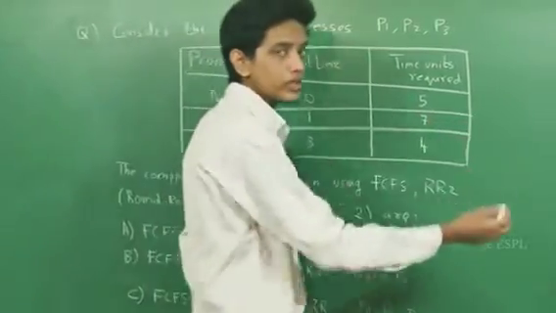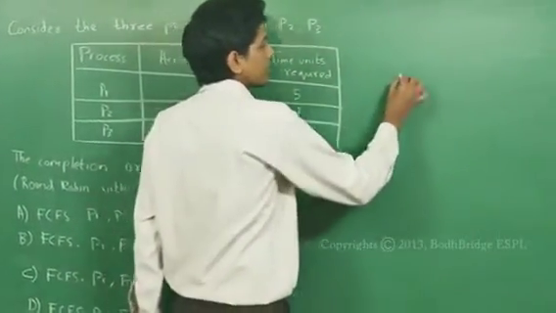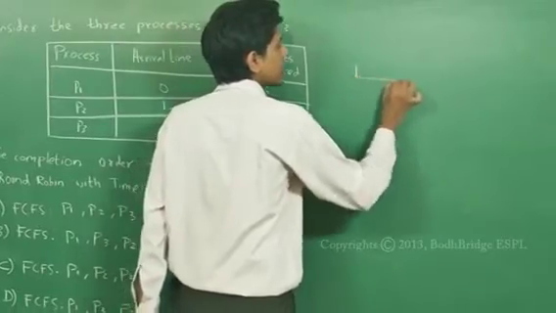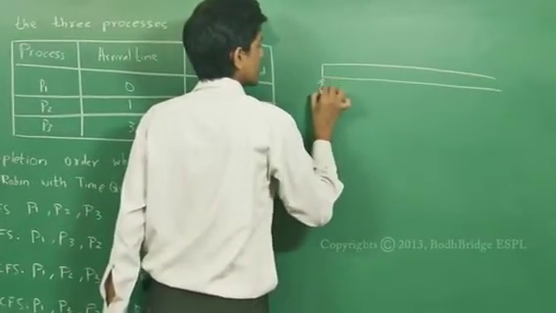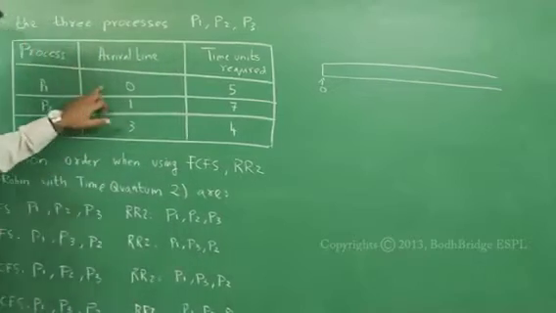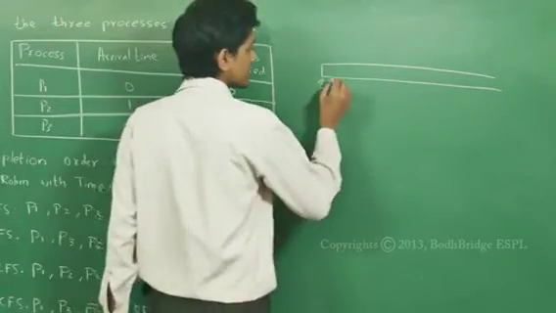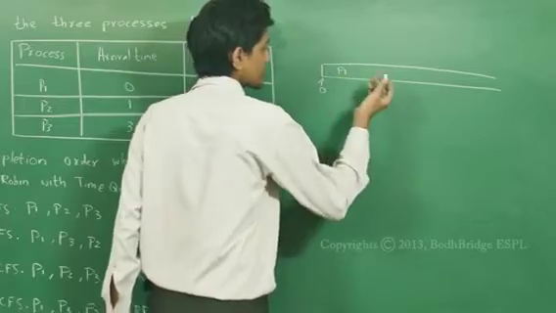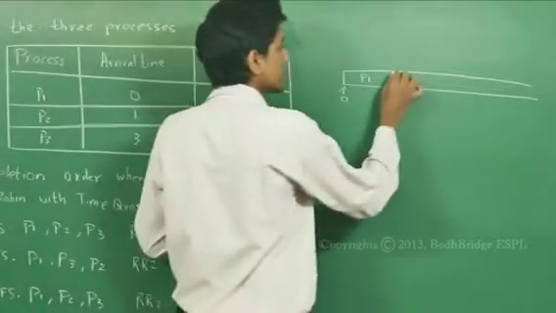The way we do it is using a Gantt chart, which is basically a timeline. At time 0, only P1 has arrived, so only P1 can execute. FCFS is first come first serve, so P1 gets the time slot and it finishes its execution in 5 time units.